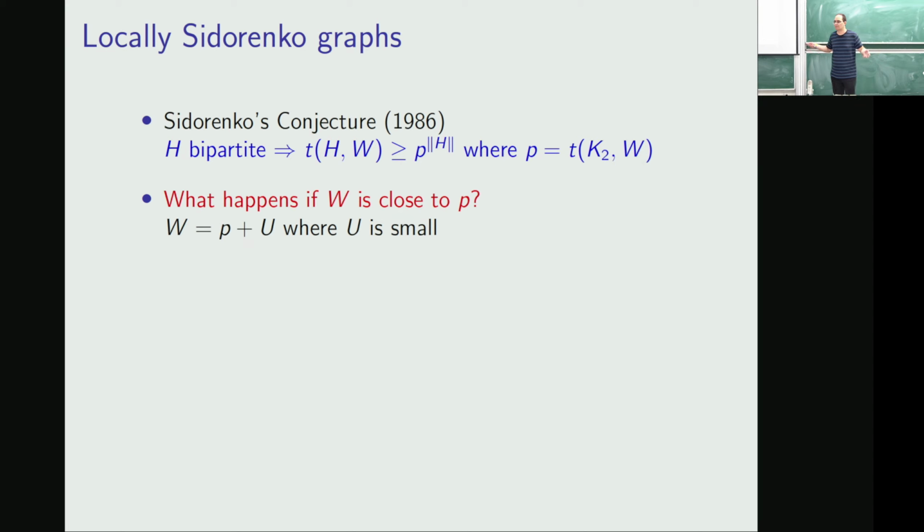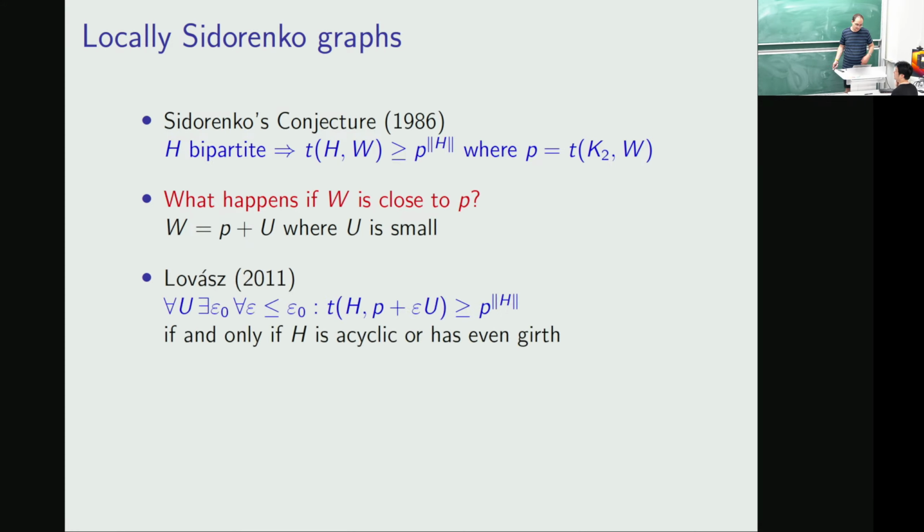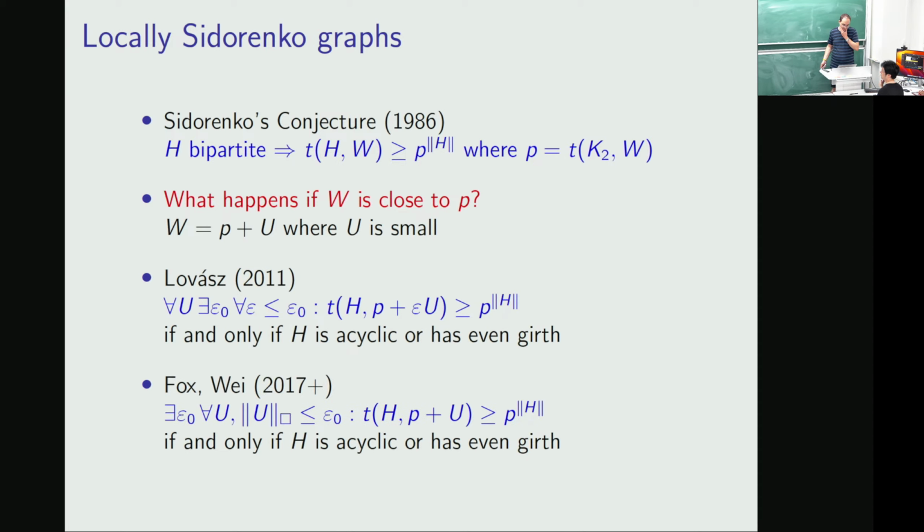One can think of small as in the cut norm, which is the standard norm in the area of combinatorial limits, but one can also think of it as small in the L1 norm or the L2 norm. And as I mentioned, Lovász and Fox and Wei considered Sidorenko's conjecture in the local setting, which is not what I prepared slides for here. So let me mention the results.